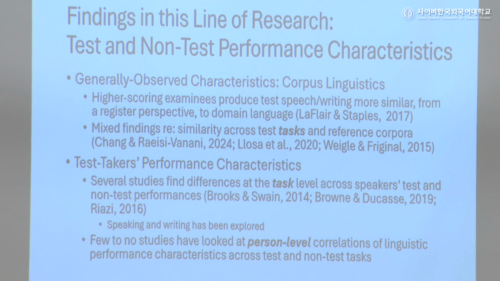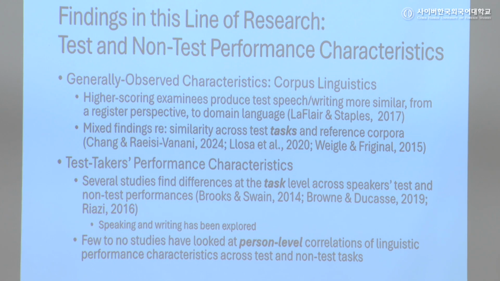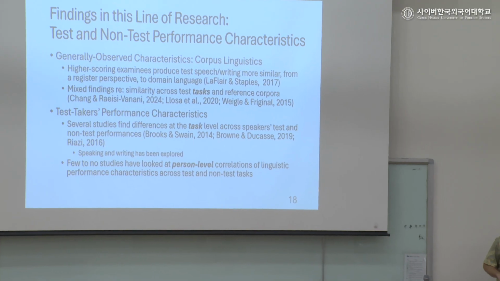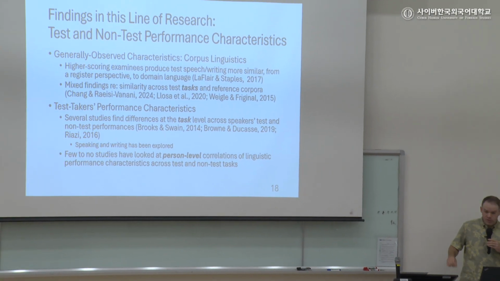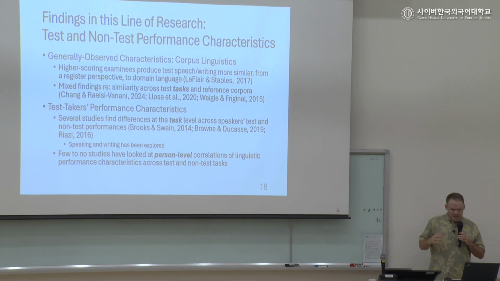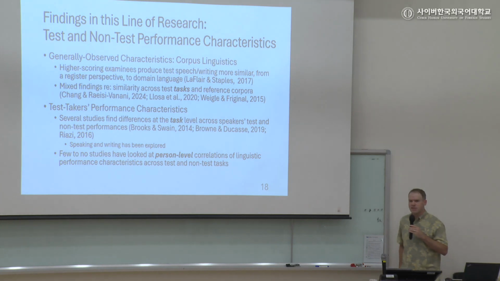But then other studies have found more mixed findings, whether people are looking at complexity measures or other approaches to text analysis. The argument has been that some of these test tasks don't have very similar levels of complexity or fluency or what have you to real world tasks. But these, again, are comparing test takers to a reference corpus. When we look at test taker performance characteristics, where we're looking at the same people in the test and outside of the test, studies have tended to emphasize task level differences.